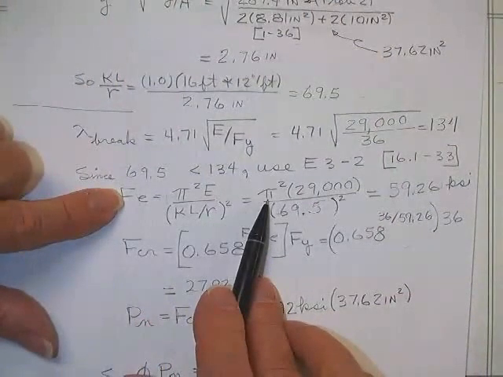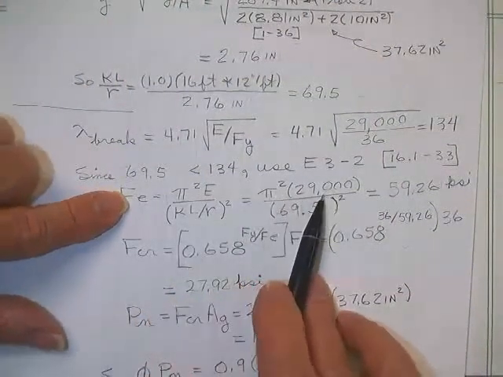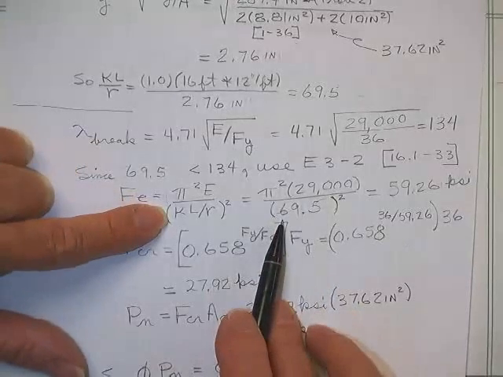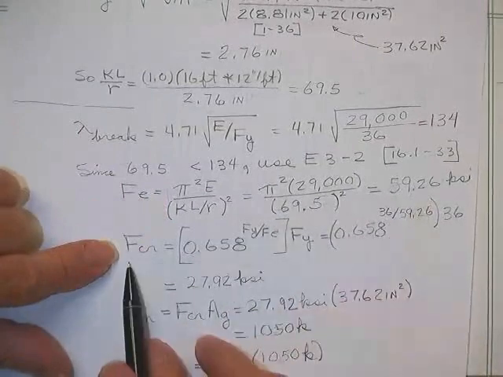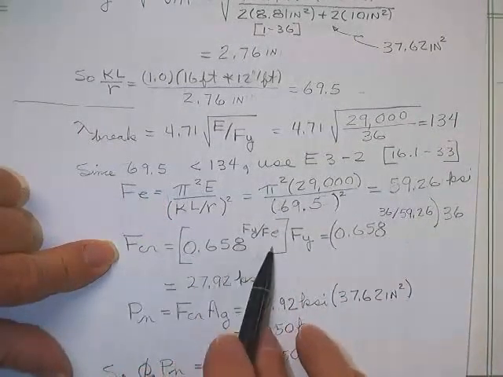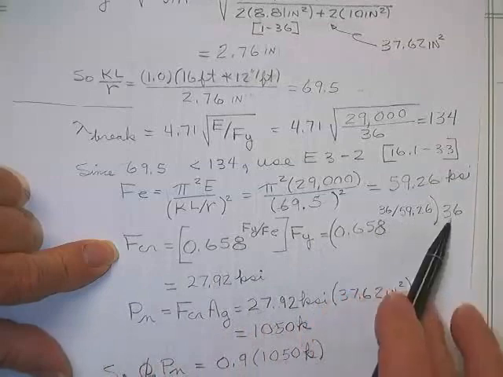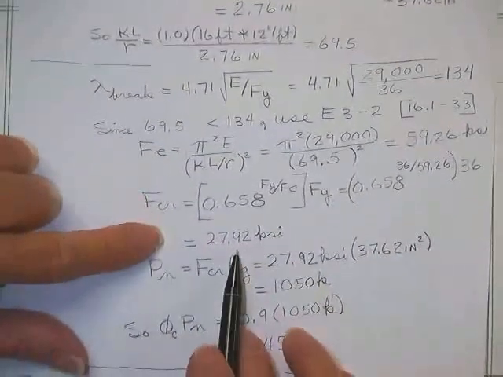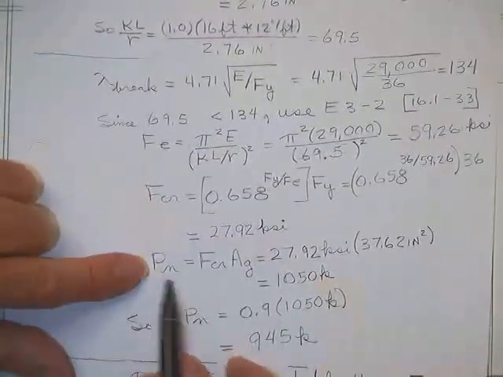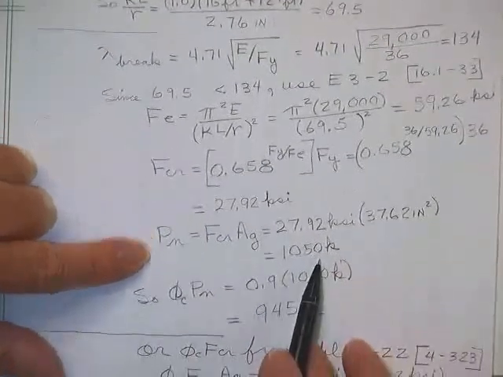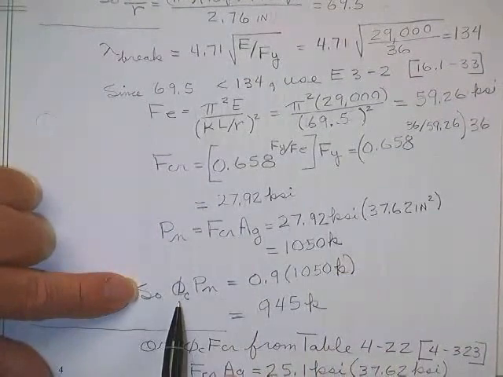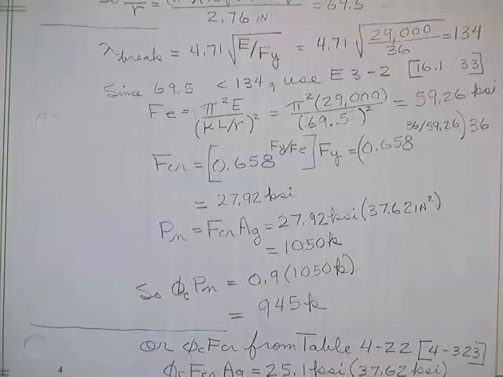You knew pi squared, you knew E, you knew 69.5 for the KL over R, was 52.56. You knew the critical buckling stress was this, and you run all that out, you get 27 for the critical. The nominal then is equal to the critical times the area, it's 1050, and then you have to put a 0.9 on it. That gives you a load carrying capacity of the column, 945 kips.